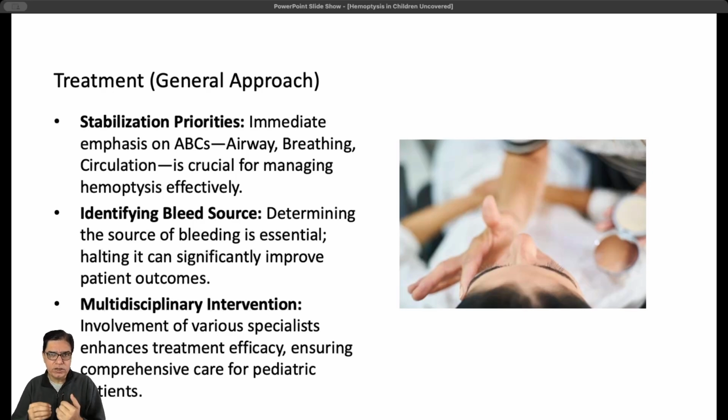Then once a child is stabilized, the general approach in case of massive or life-threatening hemoptysis is to identify the bleeding source. In such cases the most important thing is to do bronchoscopy, because it can be therapeutic as well as diagnostic. Sometimes you might have to involve other multidisciplinary teams, because as a pediatrician you are not able to do bronchoscopies or, let's say, fluoroscopic visualization techniques. So you might have to involve the ENT or the cardiothoracic team, depending on your local protocols, whatever you have in place.